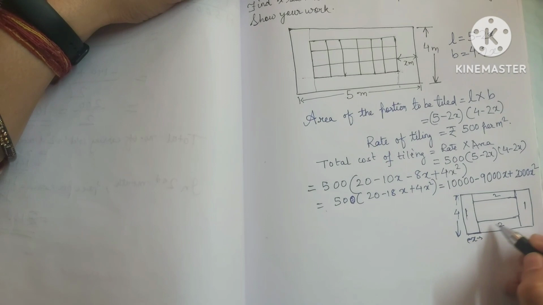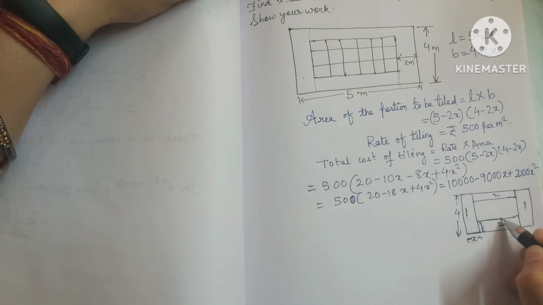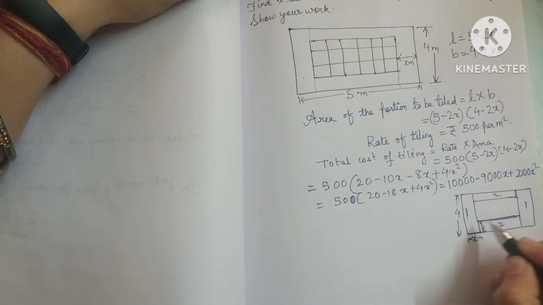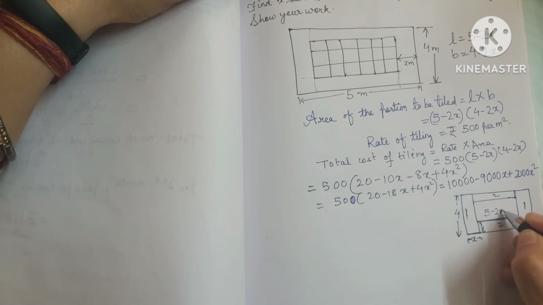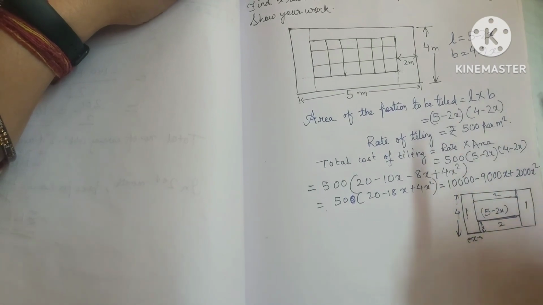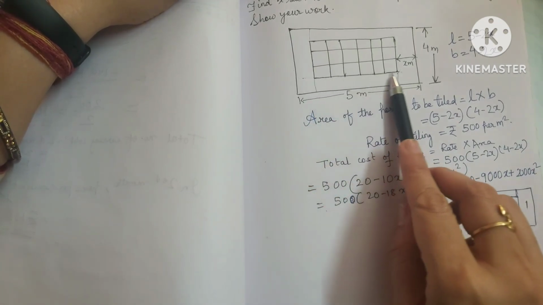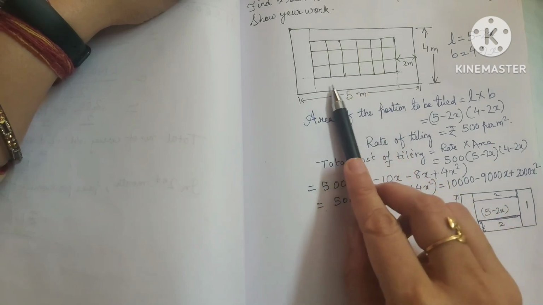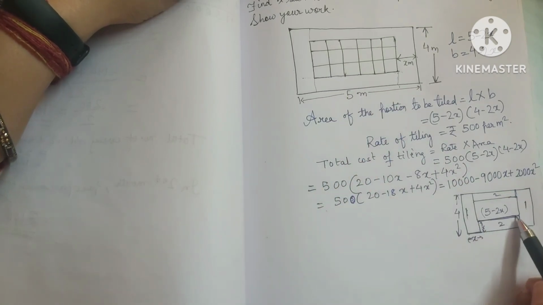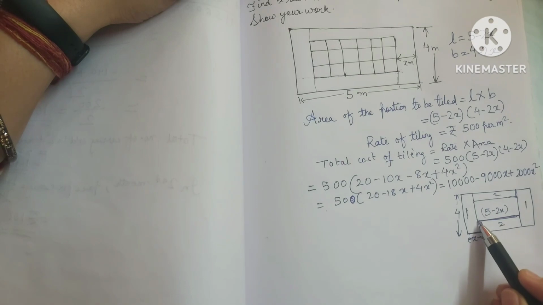Now similarly here for this rectangular area, this is x, we know. And what is this inside wall equal to? Here I need to subtract x and x from the entire whole 5. So it will be 5 minus 2x. We had calculated here the length of this area to be tiled. Same is the area for this boundary wall also. So this is 5 minus 2x.